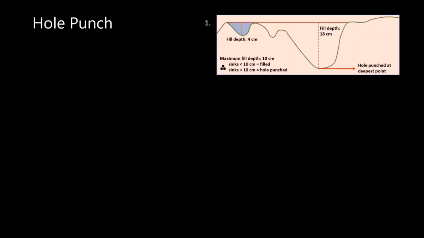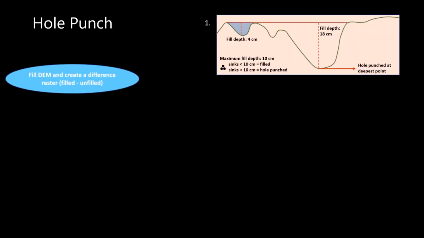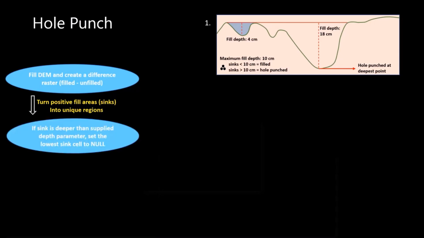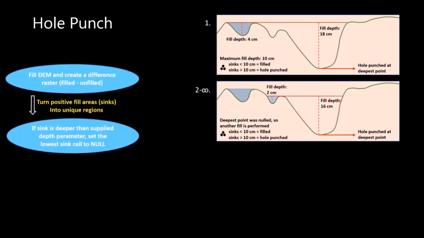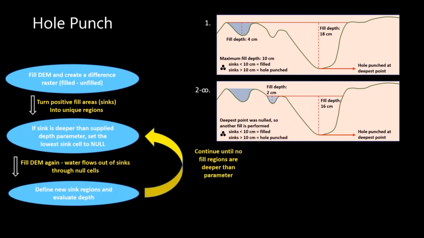Second, depressions are then hole punched. The first step is to subtract the unfilled DEM from the filled to return sink areas. These areas are identified as individual regions. If the sink is deeper than our maximum filled depth, that is considered a true depression. And for those regions, the deepest cell is nulled, which allows the water to flow out of it, and hence it has been hole punched. This tool goes through multiple iterations to catch sinks within the depressions. It'll go through as many iterations as it needs until only true depressions remain.